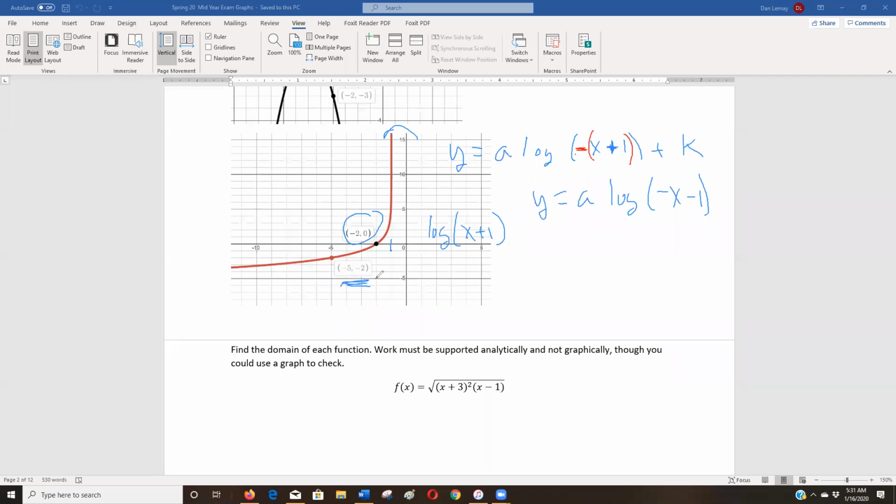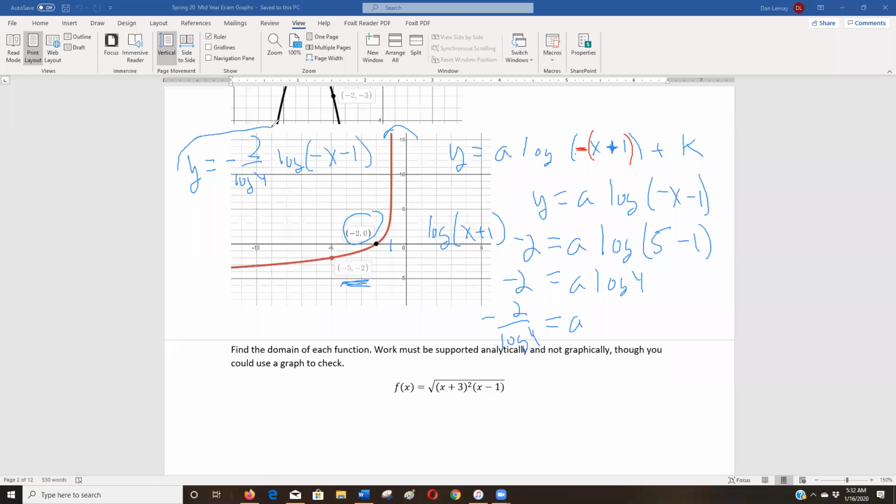So now I'm going to pick this other point, -2, -5, to find the stretch factor. So -2 equals, I don't know, a times the log of, let's see, -5 turns to +5 minus 1. Well, isn't that -2 equals a times the log of 4? So a would have to equal -2 over log 4. And so to finish this off, y equals -2 over the log of 4 times the log of -x minus 1. So that's that log function.